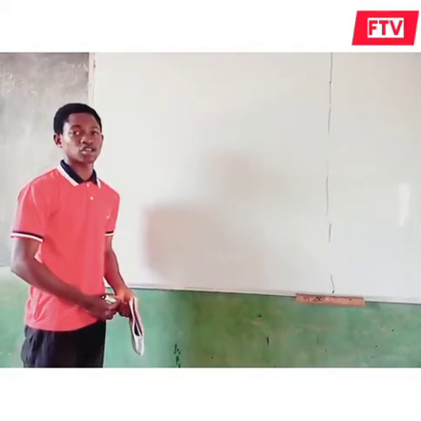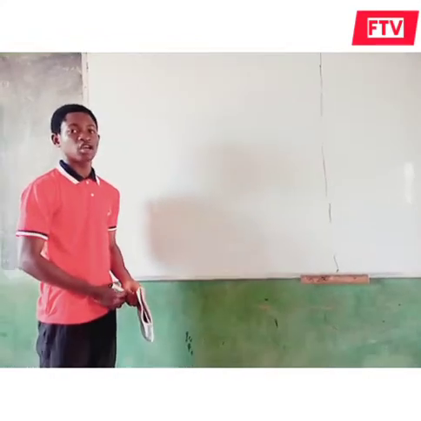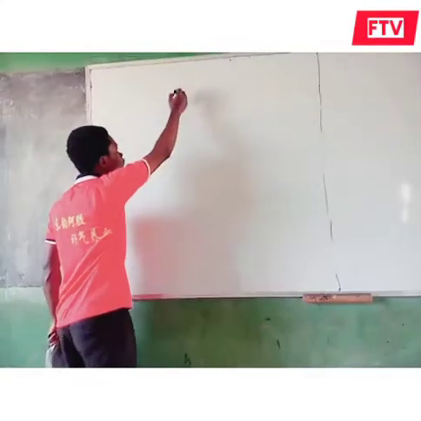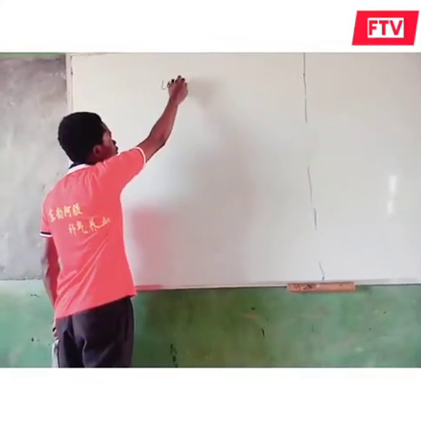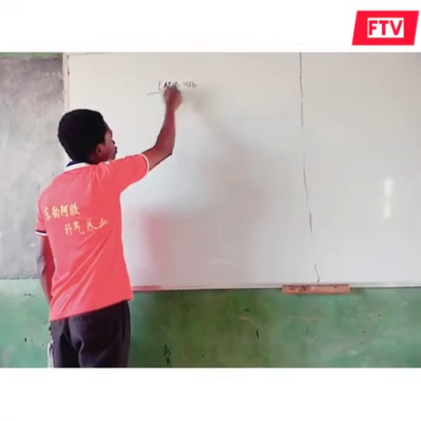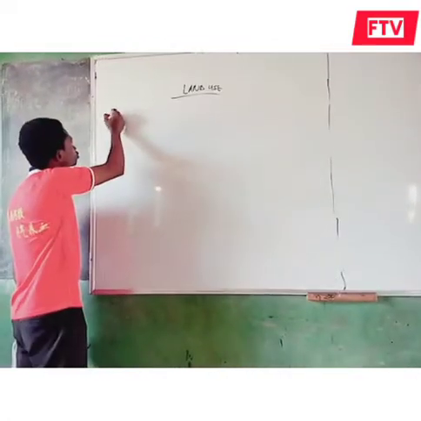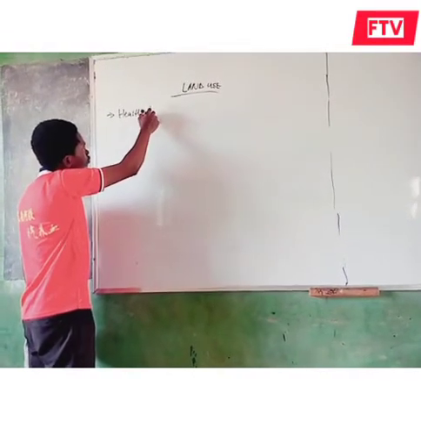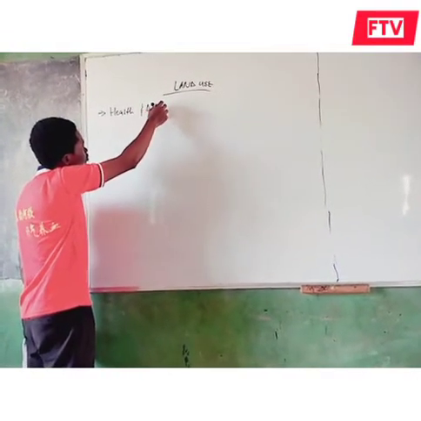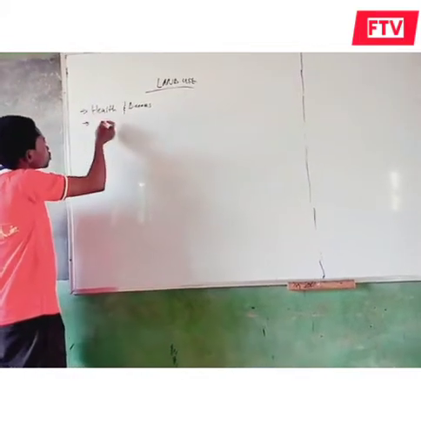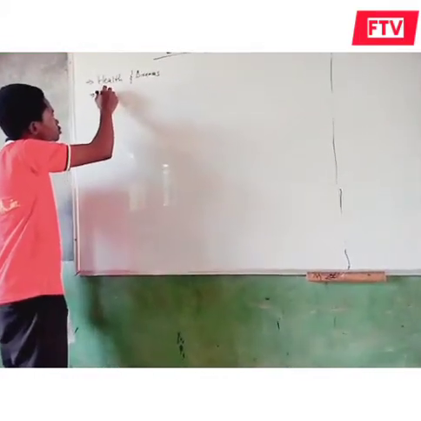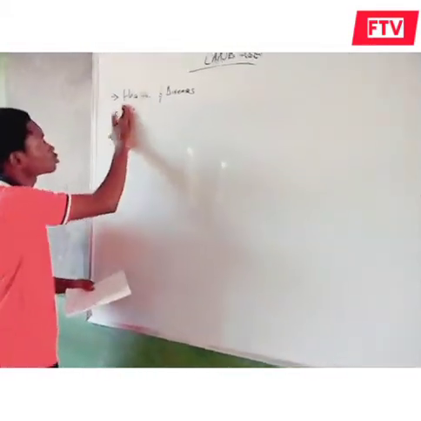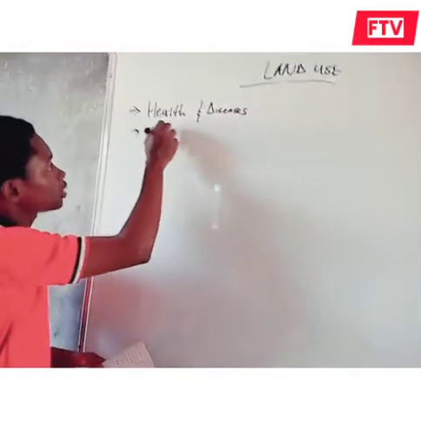Episode concerning the course GNS 222, which is land use and agriculture. So today we have some topics to cover. Today, land use. So today we should be able to cover health and diseases. We should be able to cover types of diseases. Yes, we should cover establishment of diseases.